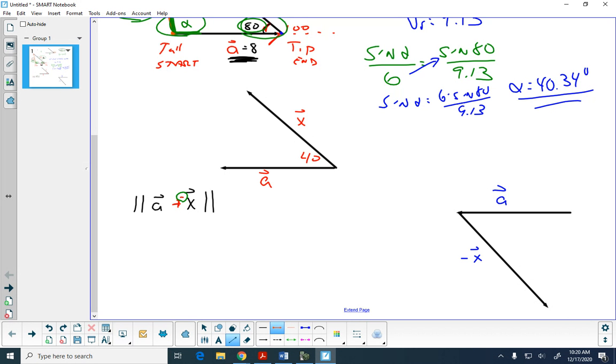So we then have our resultant vector. A is given to us as a length of 5. X is given to us as a length of 2. Now, this is not a negative 2. This just still has a length. The magnitude of X is still a value of 2.